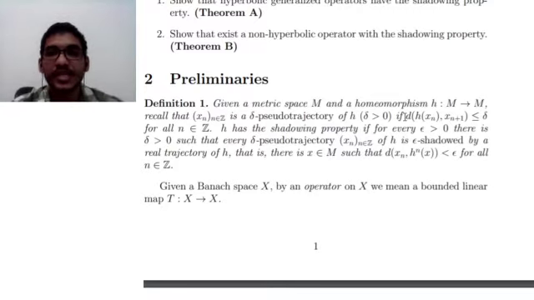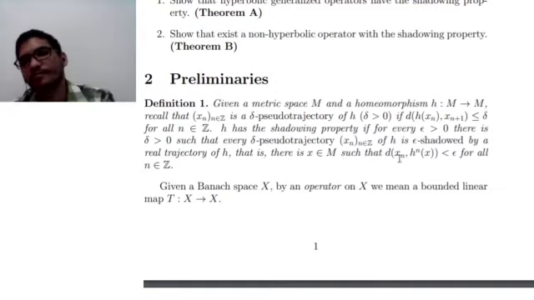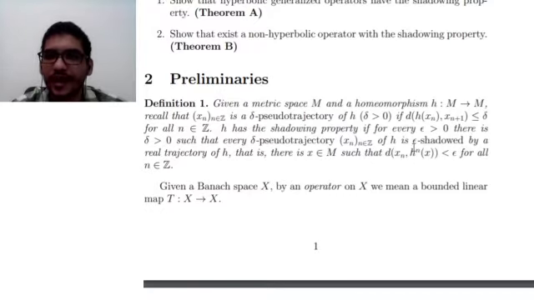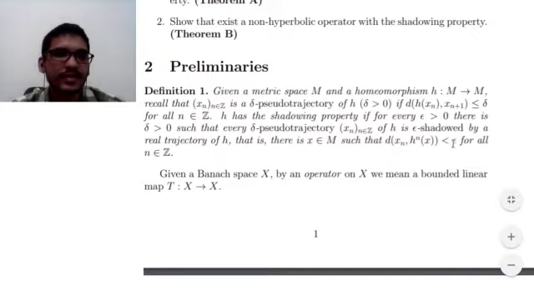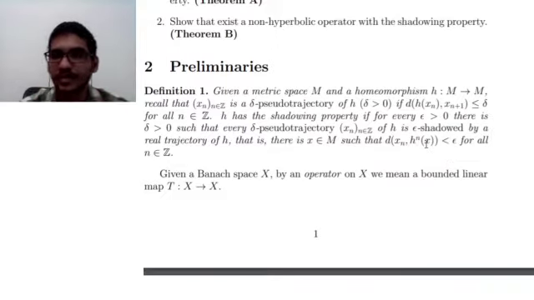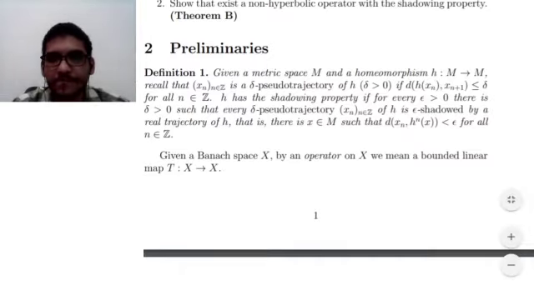H has the shadowing property if for every epsilon greater than 0 there is a delta greater than 0 such that every delta pseudo-trajectory (x_n) of H is epsilon-shadowed by a real trajectory of H, that is, there is x in M such that the distance from x_n to H^n of x is less than epsilon for all n in Z. Well, this is saying that the sequence x_n and the trajectory of x are going together, okay, within a distance of epsilon.